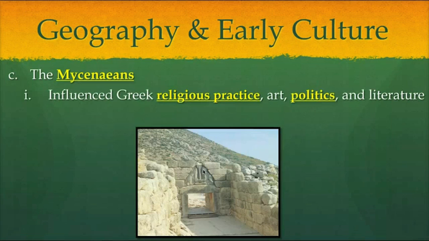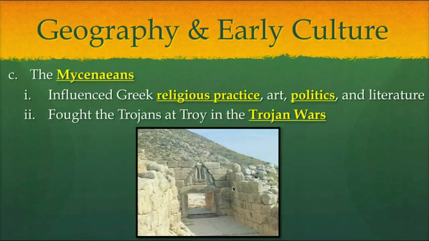A few different things that they gave the Greeks. They influenced Greek religious practice, so they helped shape a little bit of Greek mythology as well. You can see art. Certainly this image here shows a little bit about what they were able to carve and create. Politics and literature. This is very famous because the Mycenaeans, if you know the Trojan Wars, which we are going to study later this week, the Mycenaeans definitely play a role in that story.